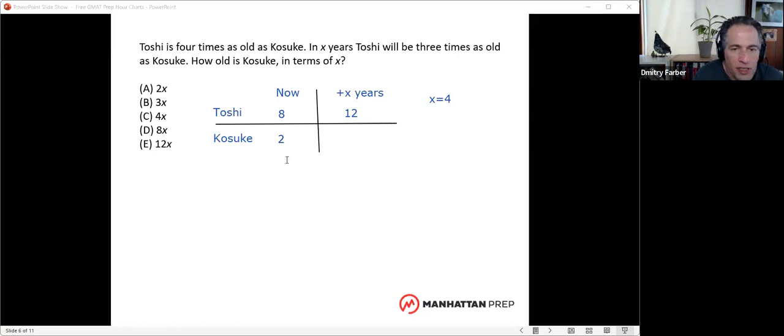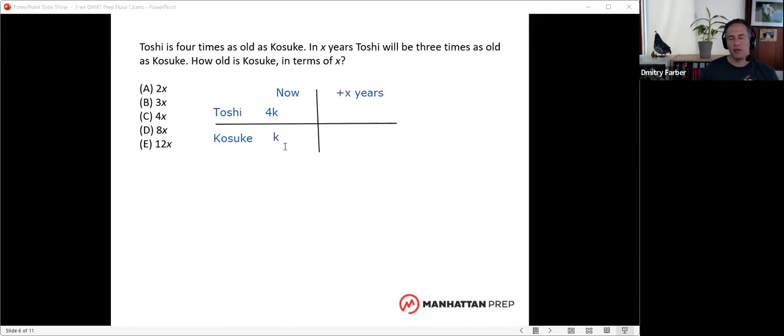Oh no, that didn't work. So I have to be careful. This isn't one where I could just make up whatever numbers I want. I could make up X, but then I'd have to figure out what numbers would work with that, and that might not be easy to do. So I'd probably rather just use a variable. And here they've made it kind of straightforward in that K is the person we're looking for. And they've said Toshi is 4 times as old as K, so I can just say K and 4K.